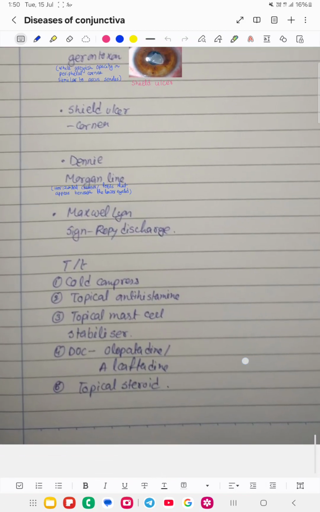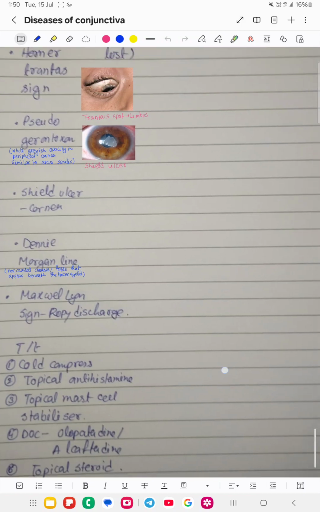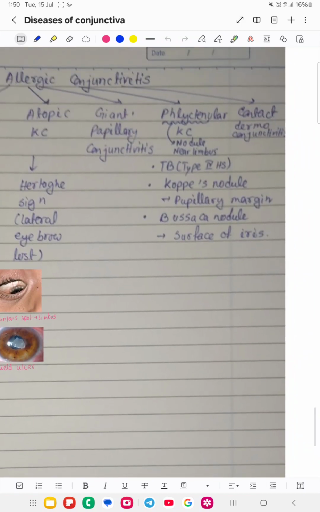Now for treatment, cold compression can be done, and topical antihistaminics. As it is an allergic reaction, we apply antihistaminics and mast cell stabilizers. The drug of choice is olopatadine or alcaftadine. Now topical steroid can be used for symptomatic relief.